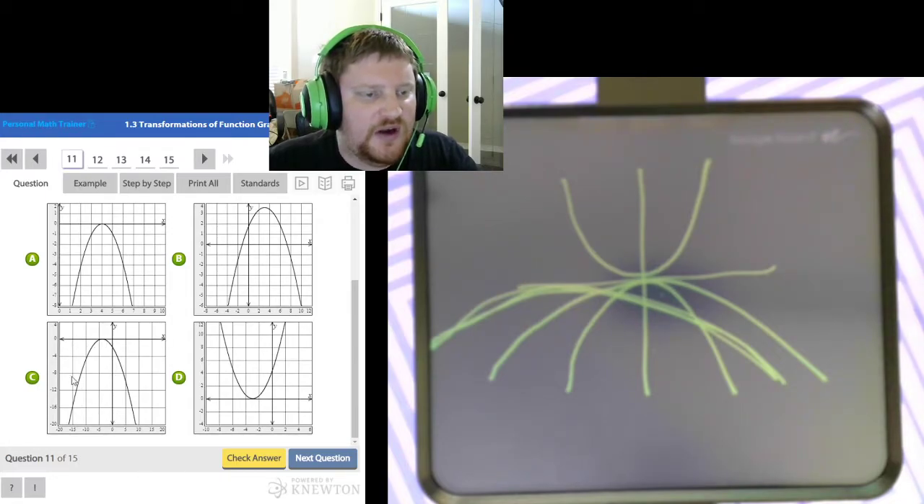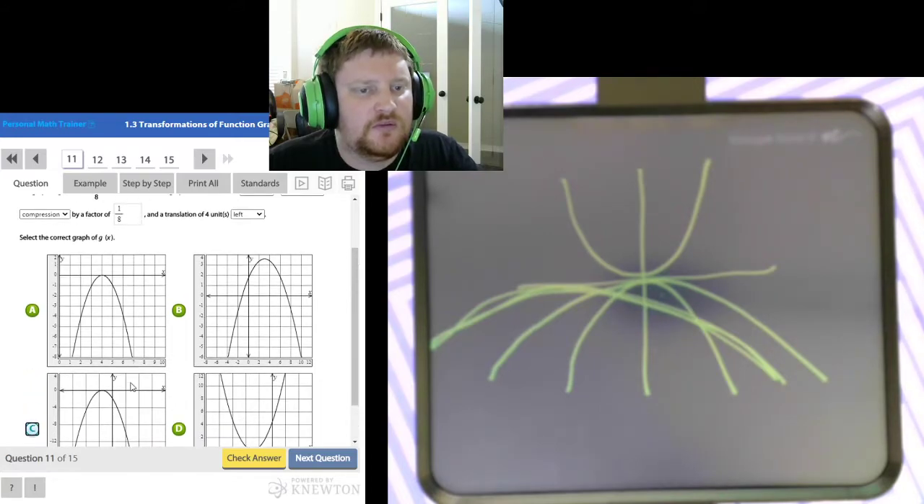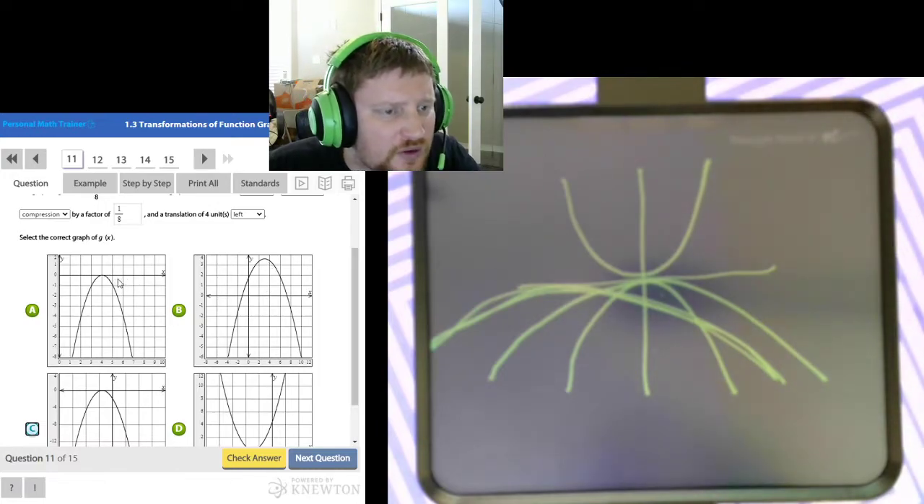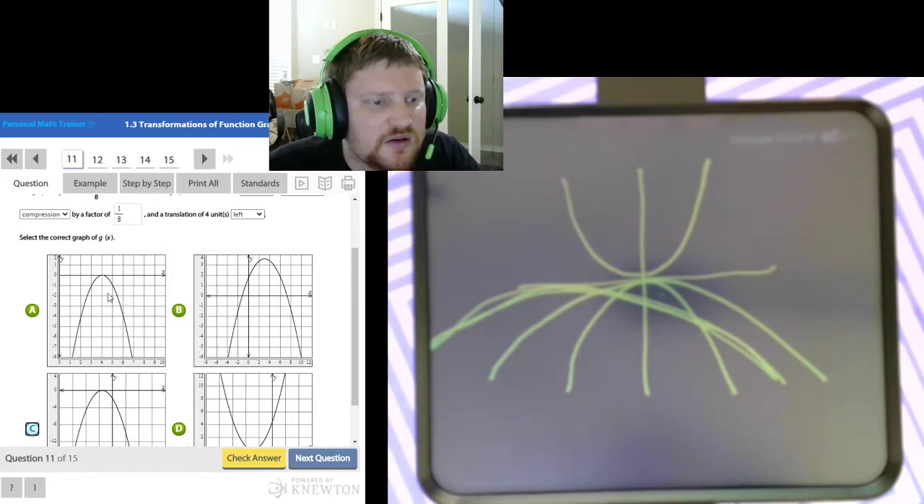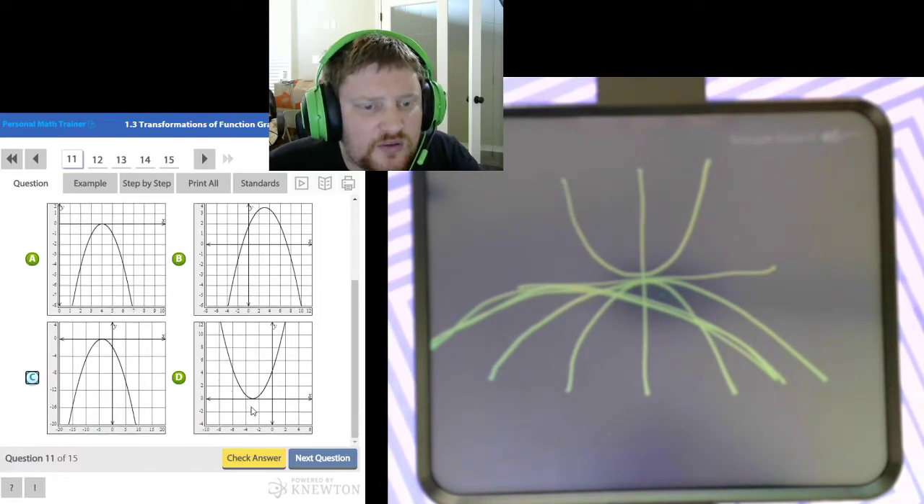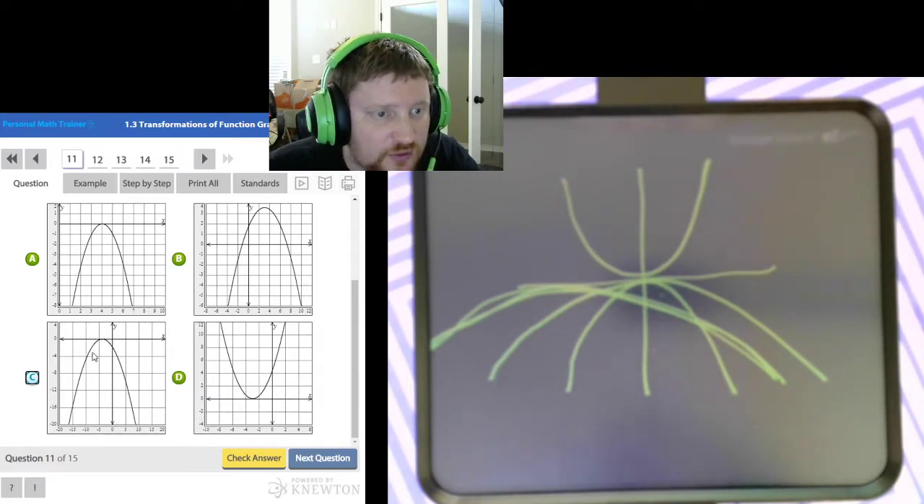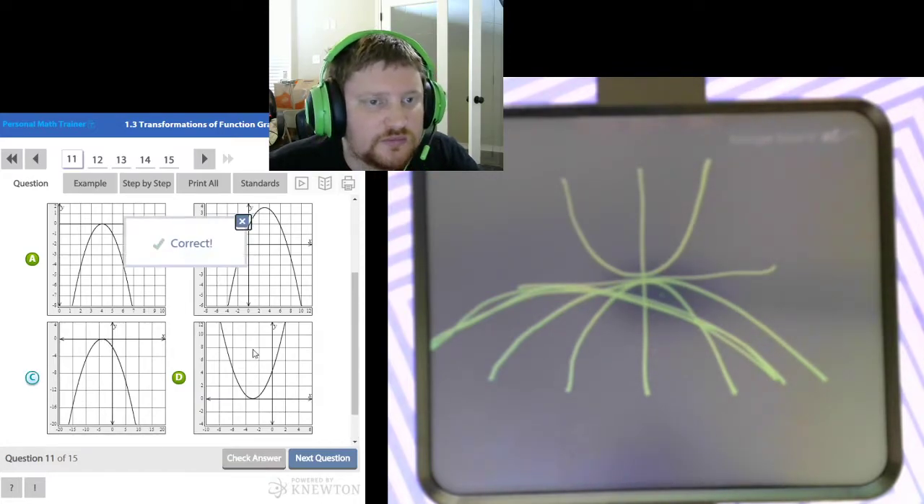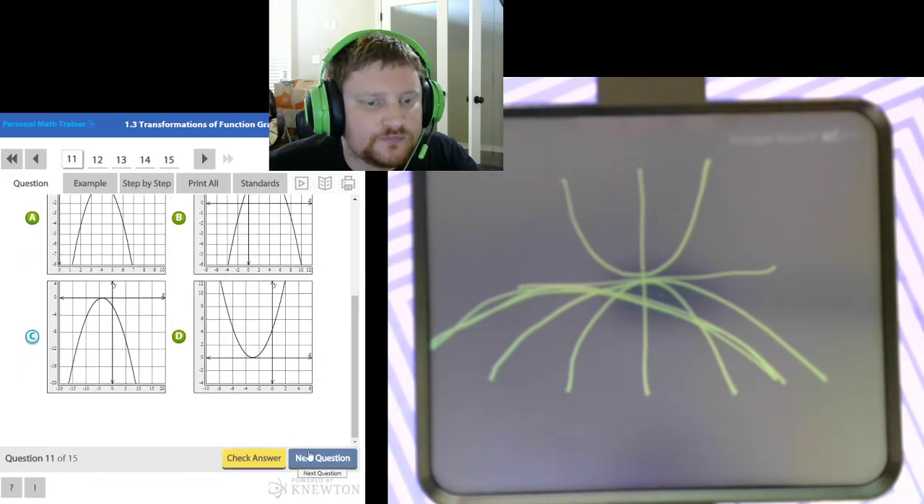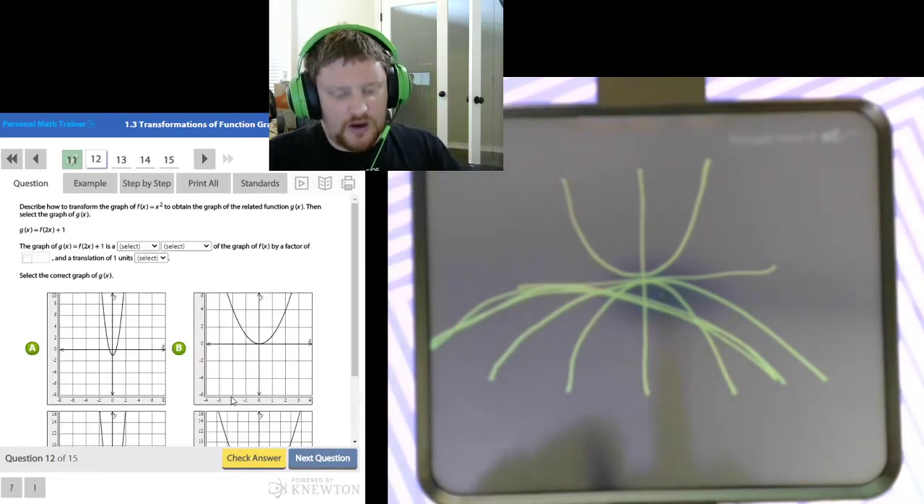Oh, but they have a very tall scale, so that's why it's not. So this one, they've shifted up. This one, you don't even see. There's that. They've shifted to the right. This one, they've shifted left, but they haven't reflected it, and they didn't shift it left far enough. This one is shifted left 4, and it's reflected downwards. Alright, next question.